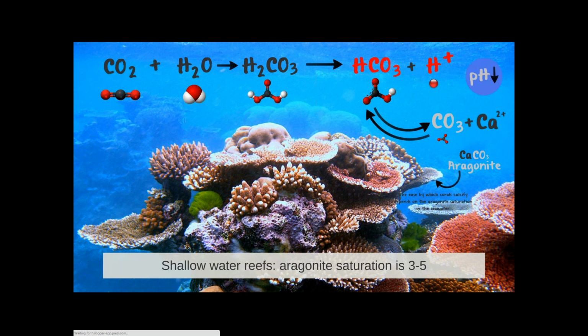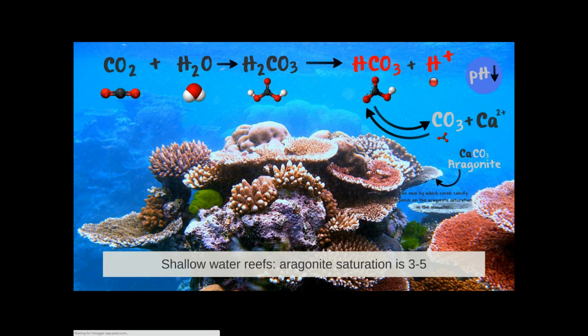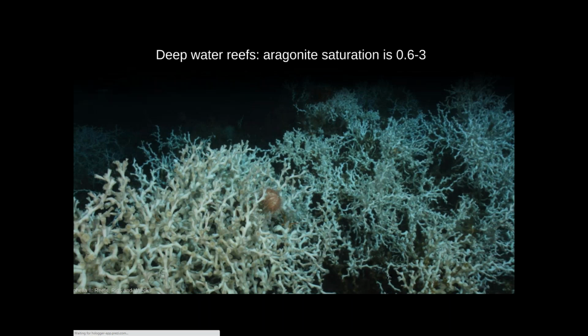So in contrast to shallow water corals, when we move down to the deep sea, we actually have aragonite saturation closer to 0.6 to 3. And that's because aragonite saturation decreases with increasing pressure and decreasing temperature. The coral picture here is Lophelia pertusa. It's the most common cold water reef-forming coral in the world, and it's found in all the temperate seas. They're also known to be an important source of habitat for many important commercial species.